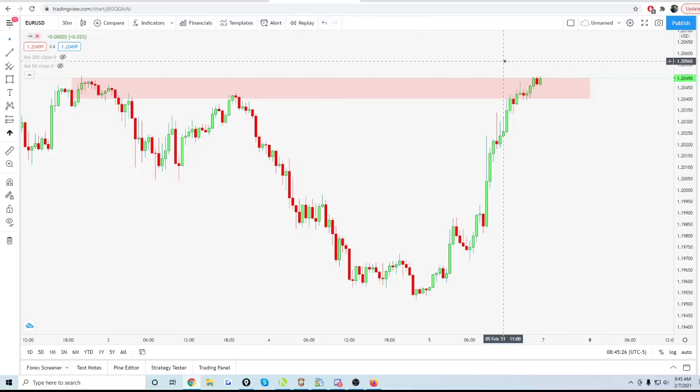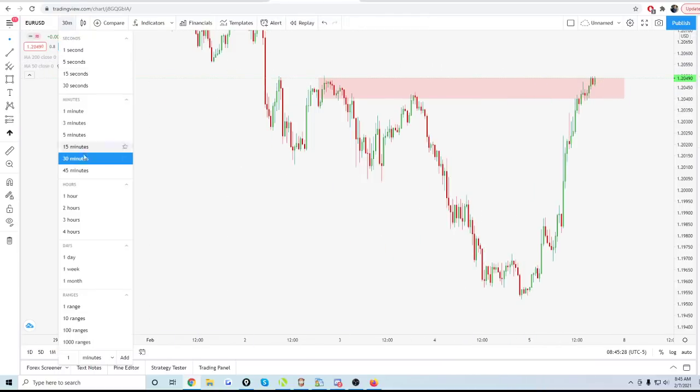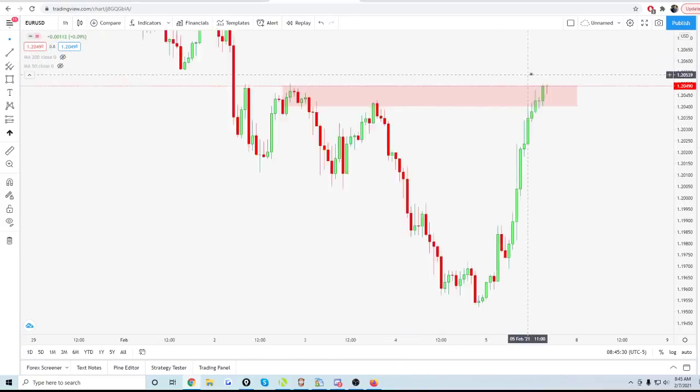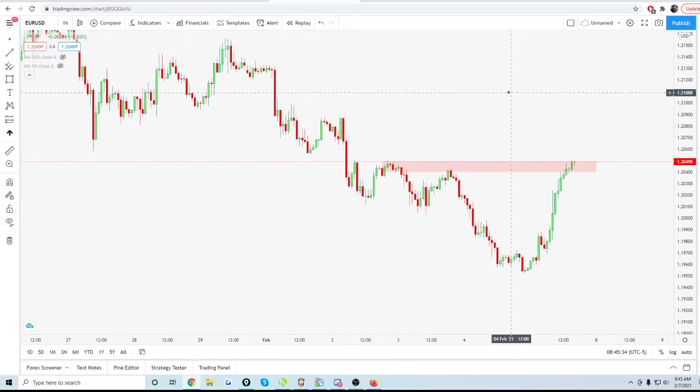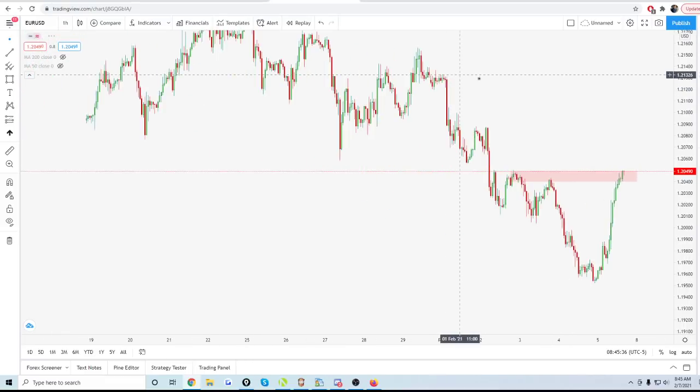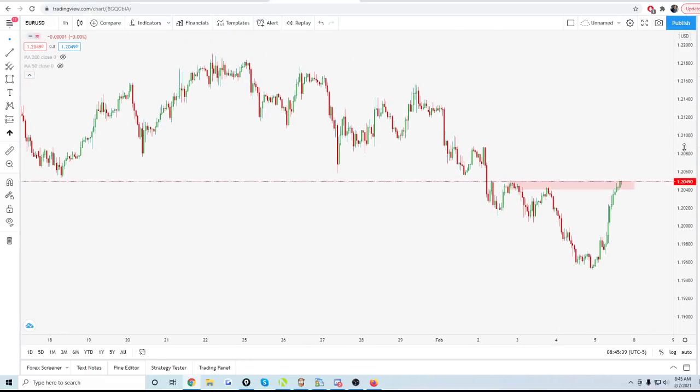Okay, so EURUSD 30-minute chart. We can also just jump up to the 1 hour to look much the same. You can see that towards the end of the week, we really rallied here on the euro dollar, which is interesting because we've kind of flipped the script.